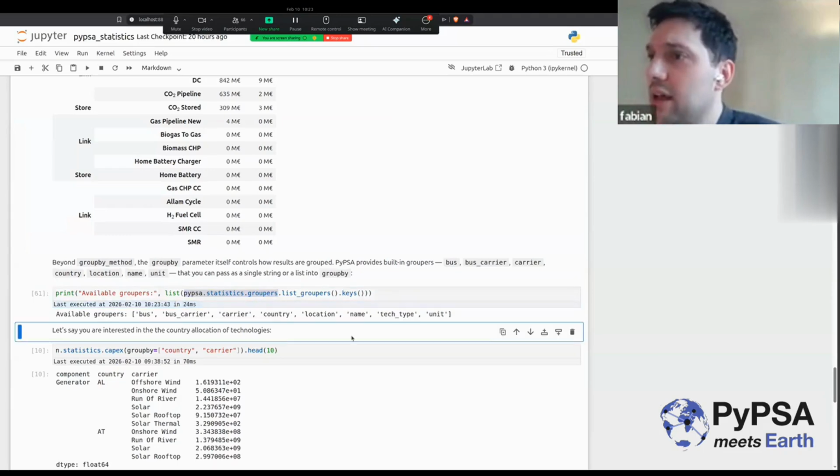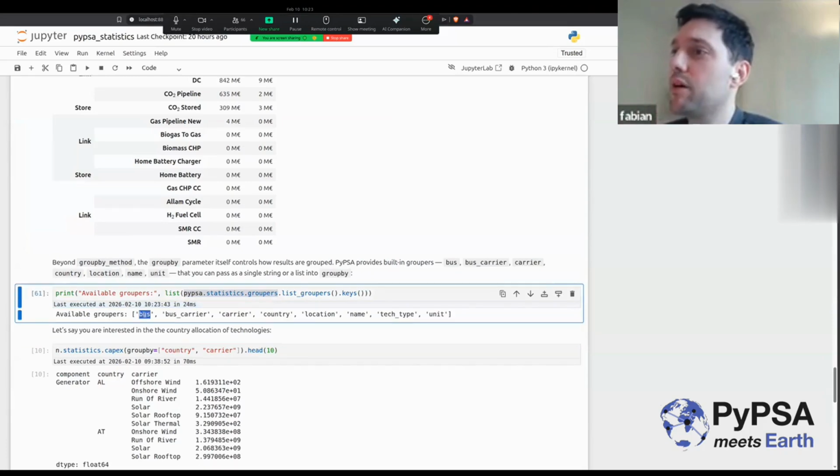If I run this again, I see there is a bus as a grouper, there's a bus carrier as a grouper, interesting. Carrier, country, location, also interesting. So some internal things that happen to be there, already supported by PyPSA, that we can use right out of the box.